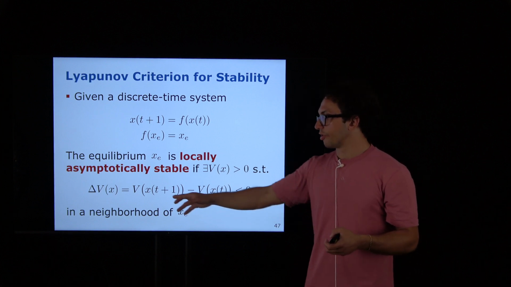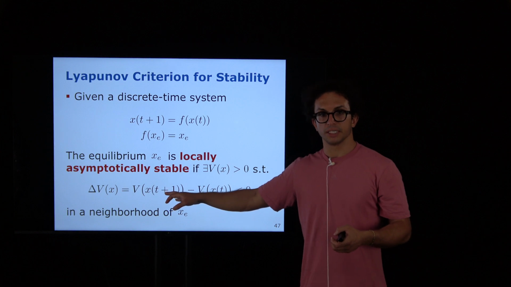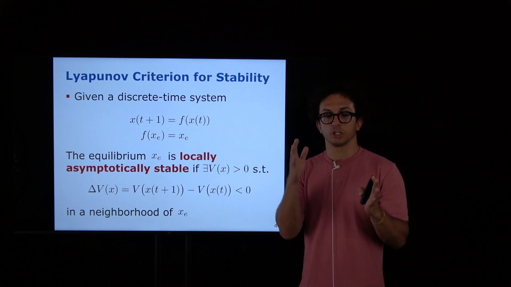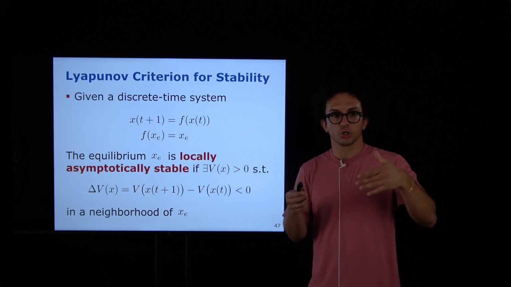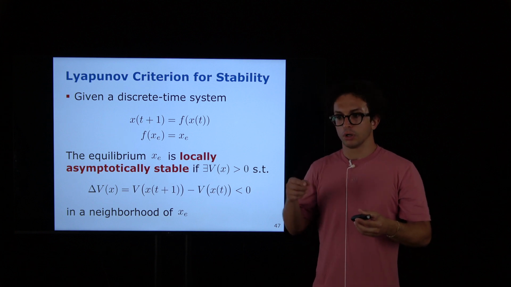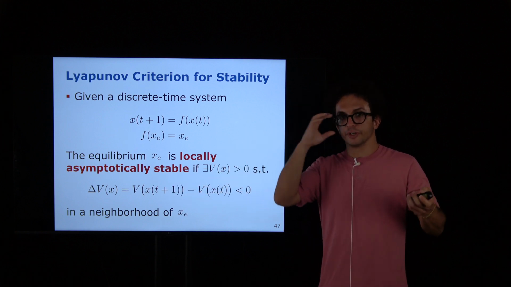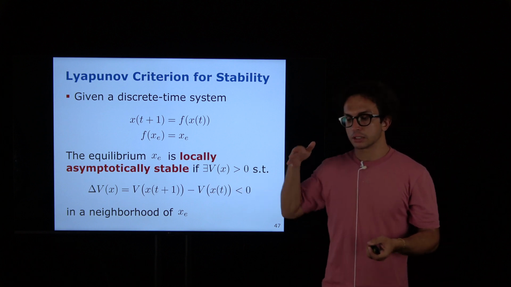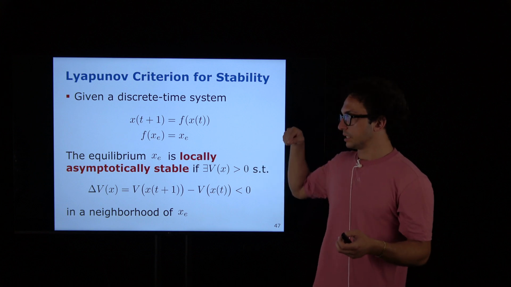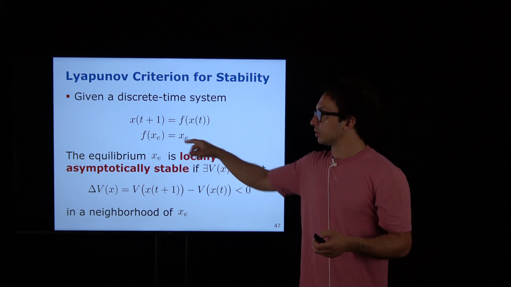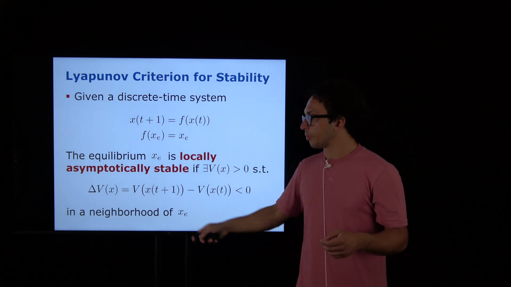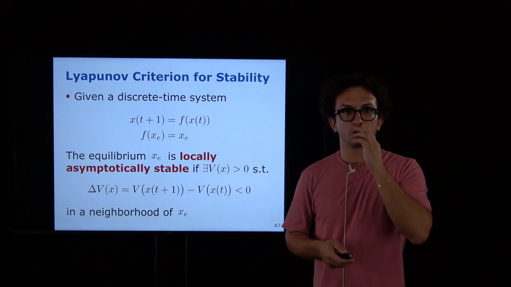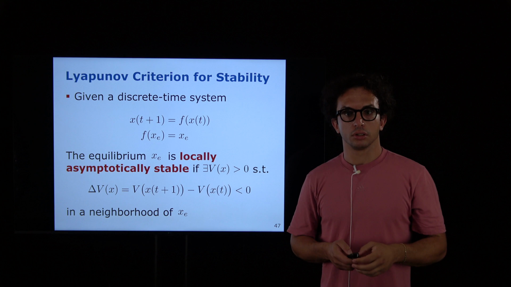In this case, we don't have the time derivative, but we have the variation of the function. The variation is basically the value of the function at a certain time instant minus the value of the function at the previous time instant. So we're still looking at some sort of evolution. This is the equivalent of the gradient that we were looking at in the continuous time case. This also has to be less than 0, so it has to be a downward gradient, something that goes down towards the equilibrium. And this has to happen in a neighborhood of the equilibrium. So the Lyapunov criterion for stability also remains completely unchanged in this domain.